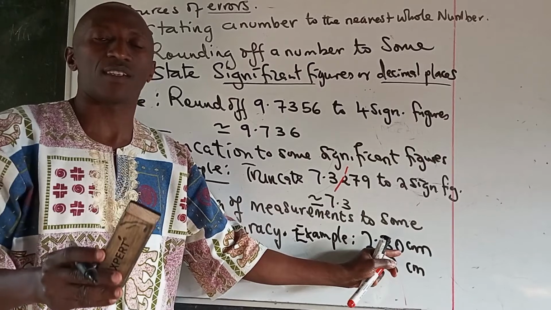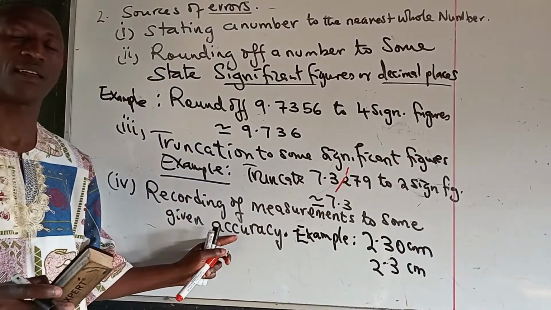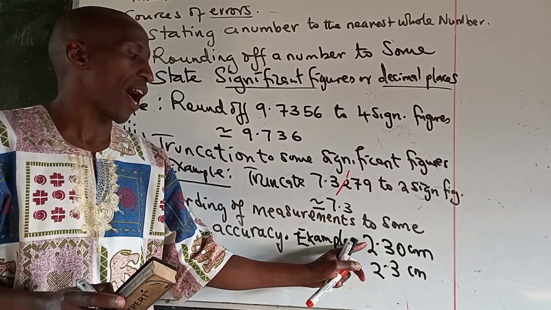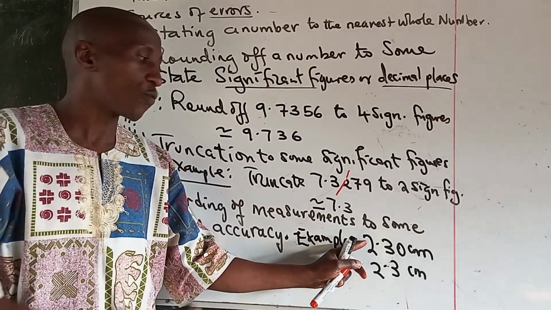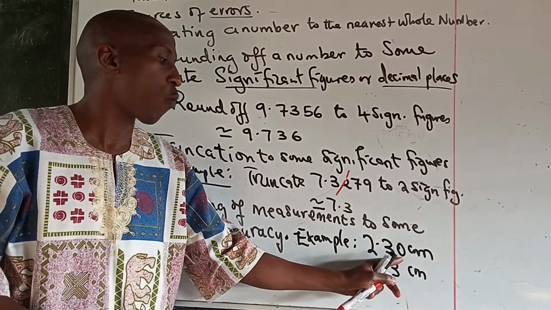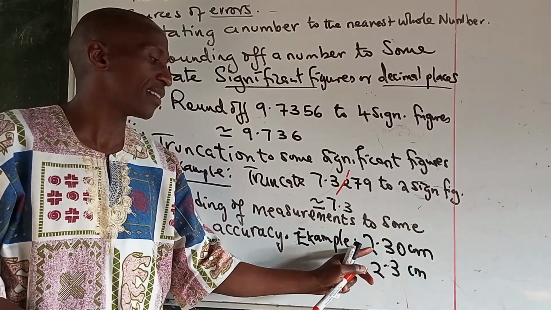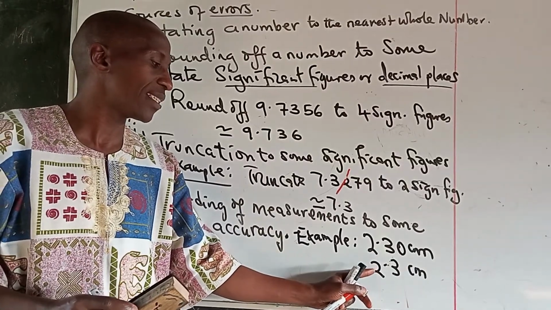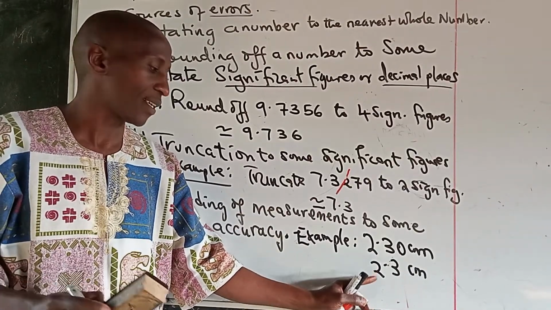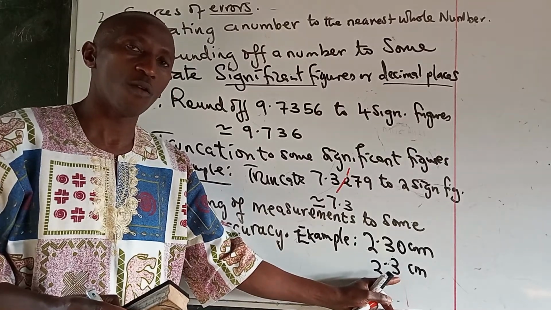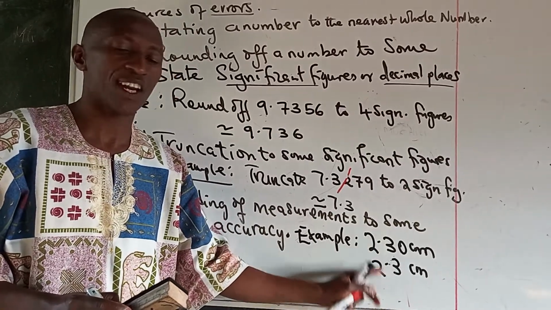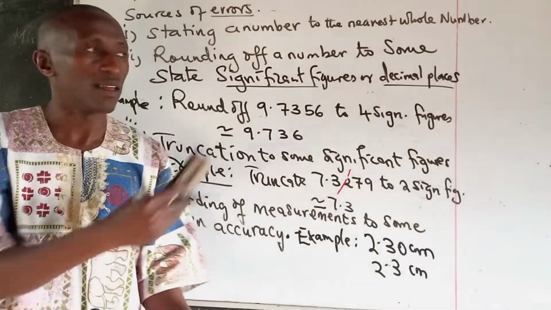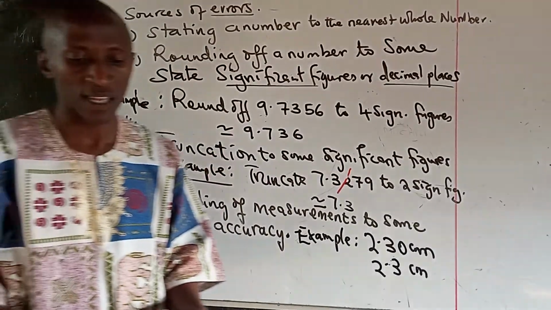2.30 is different in terms of accuracy from 2.3. The meaning is that after this, the next reading will be at 2.31. Whereas this one shows that the next reading is going to be at 2.4 because the accuracies are different, and we shall have a greater understanding in our next item that we are going to discuss here.